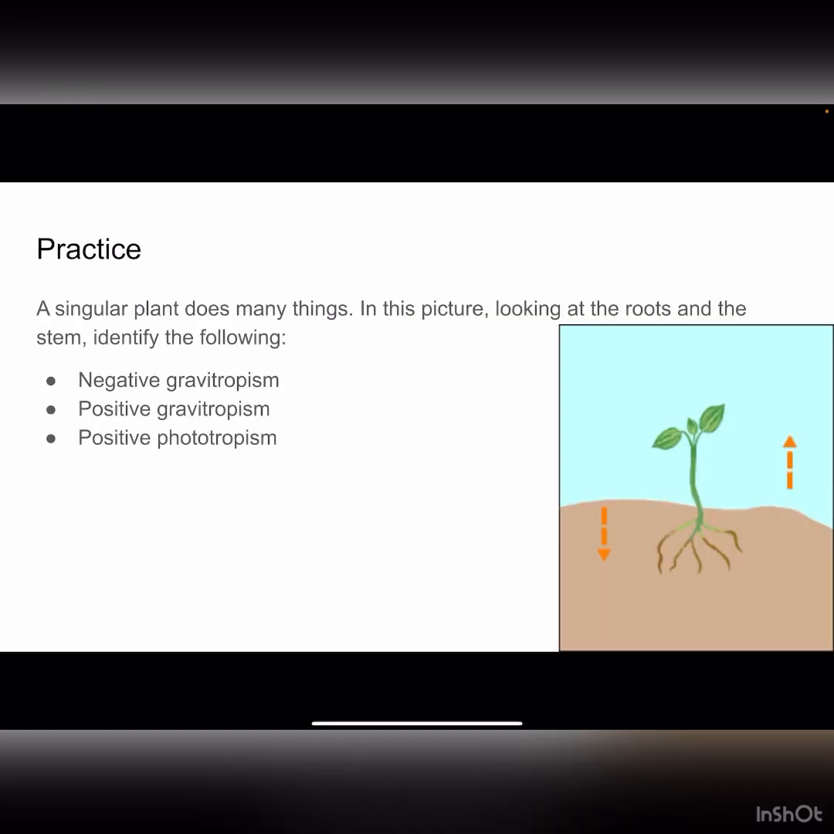A singular plant does many things. In this picture, looking at the roots and the stem, identify the following: negative gravitropism, positive gravitropism, and positive phototropism. Bonus points if you can identify the negative phototropism in this picture too. In other words, find the part of the plant that each term describes. If you need extra time, feel free to pause the video.